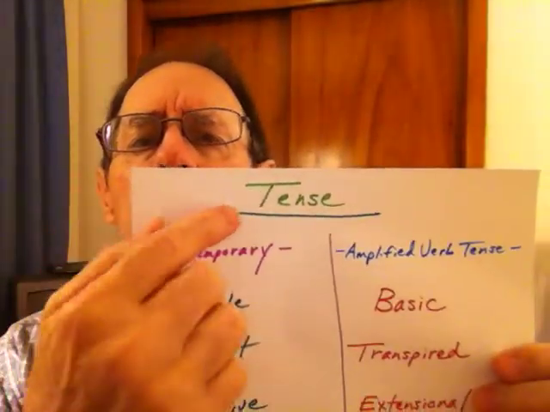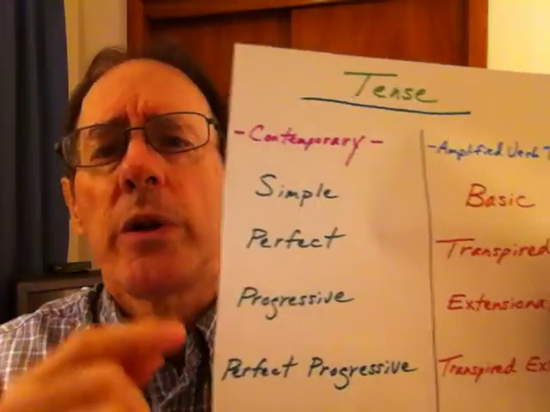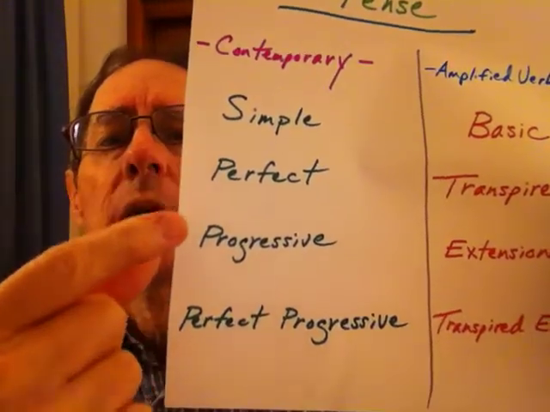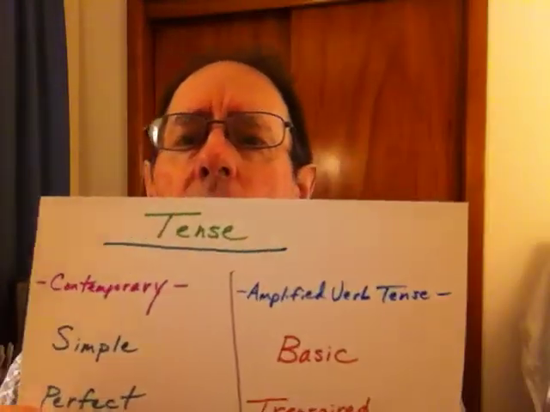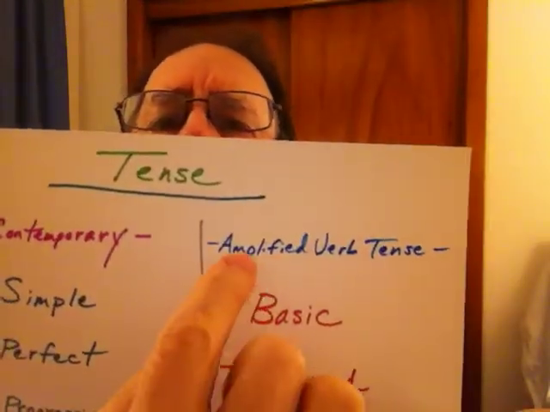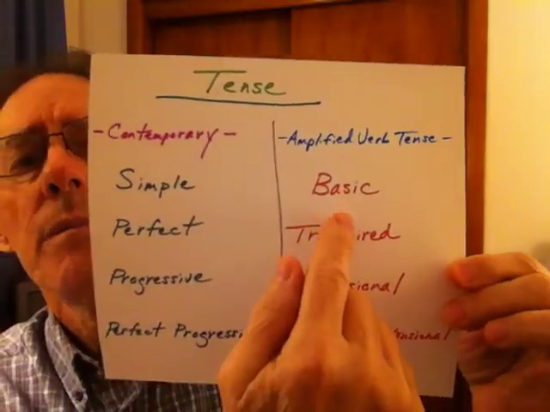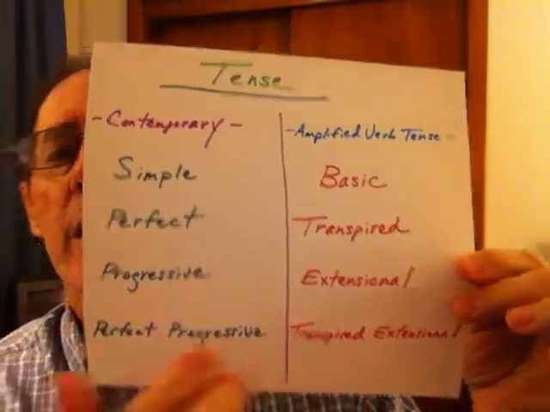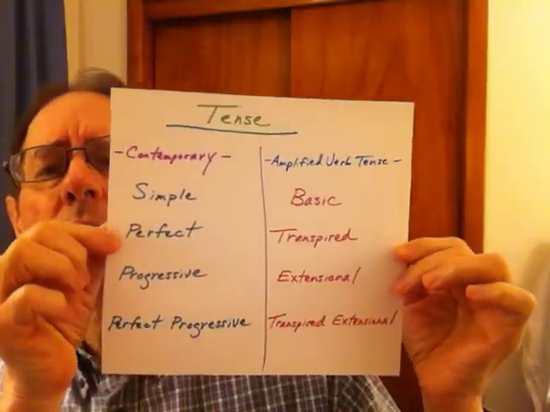Now, as you know, there's a thing called tense, and there's tense groups. In the contemporary or traditional system that you're used to, you have your simple tense, perfect, progressive, and perfect progressive. I have renamed those, restructured them. I call it amplified verb tense, and I have the basic tense, the transpired, the extensional, and the transpired extensional. In other words, I just renamed the four original tense groups.